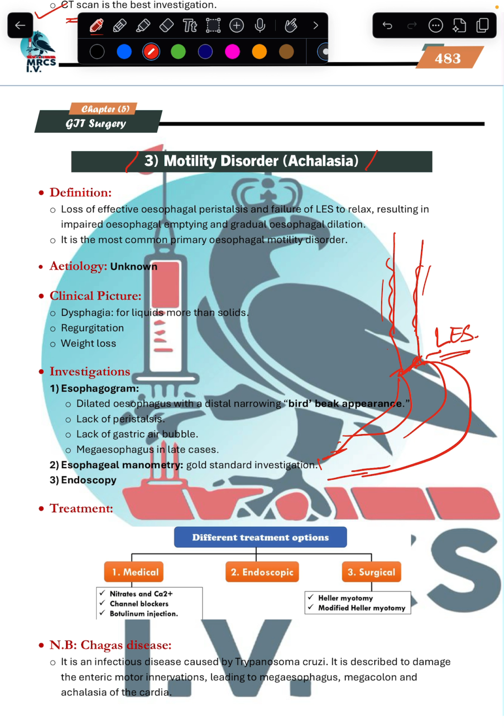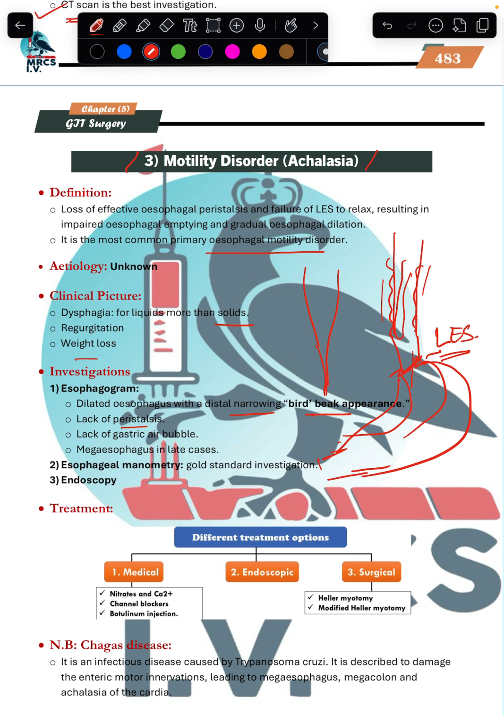This is achalasia. It is the most common primary esophageal motility disorder. Etiology is unknown. Dysphagia is for liquids; solids can pass because of their weight. Initially there is dysphagia for liquids, then regurgitation; whatever liquid they take may come back. There is weight loss in the patients. Investigation shows a dilated esophagus with narrowing at the end, which is called bird beak. The lower end is narrowed; this is called bird beak appearance.